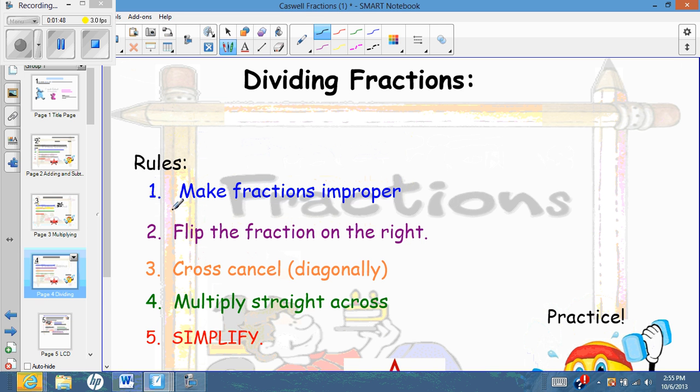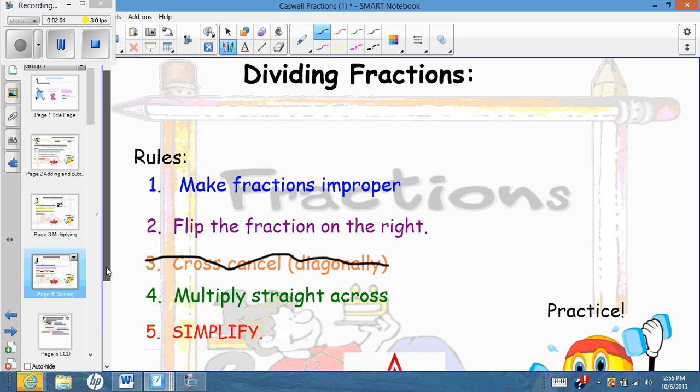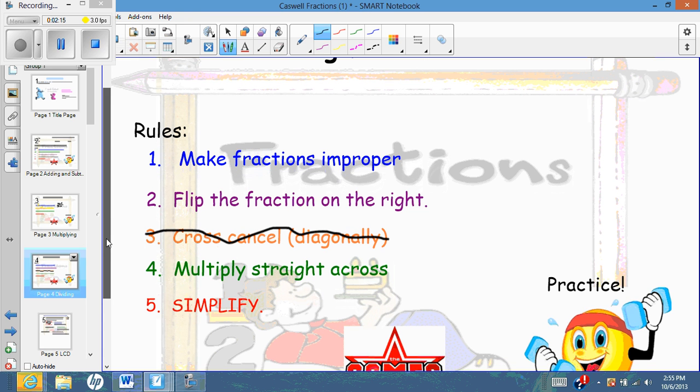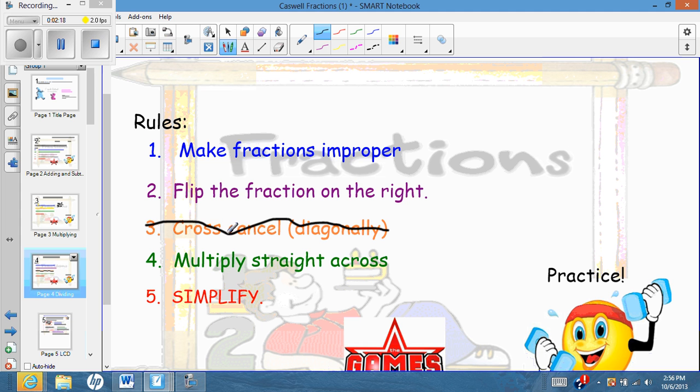Okay, when dividing fractions, make fractions improper. Flip the fraction on the right. Cross cancel diagonally. It's one thing we're going to take out. Multiply straight across, and then simplify. Now, guys, in class, if I see that you benefit or it is more comfortable for you to cross cancel, we might leave that as an option for you. But just remember, that's not necessary. You can just flip the second fraction. You make the second fraction its reciprocal, and then you multiply straight across. After that, you need to simplify.